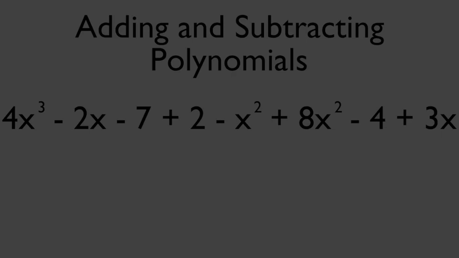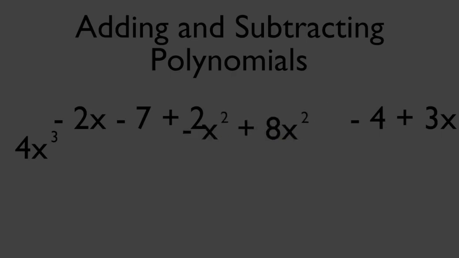We'll start with the x cubed term, and that's just the 4x cubed. So we'll go ahead and take that one and isolate it. Now we'll look at the x squared term, which we have the negative x squared, and the positive 8x squared. So we'll go ahead and take those and isolate them.